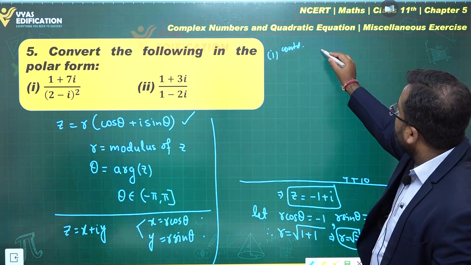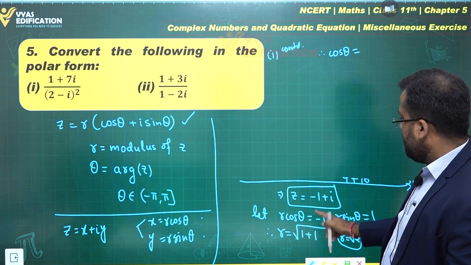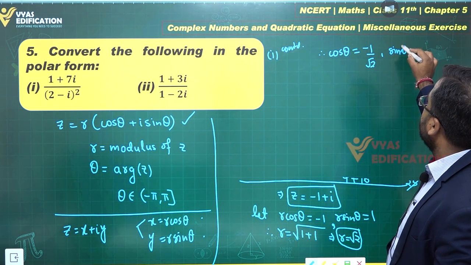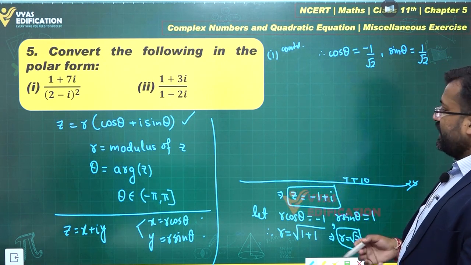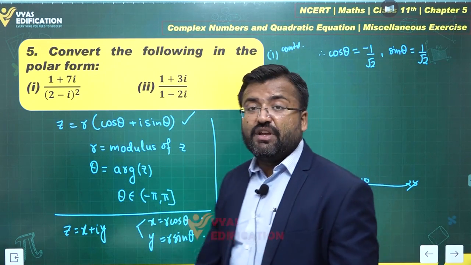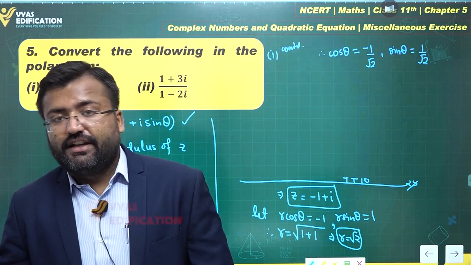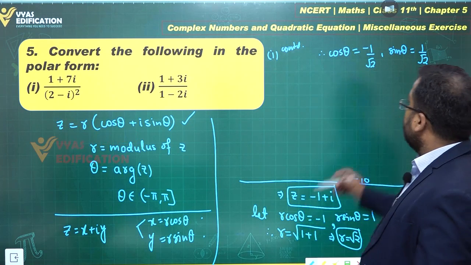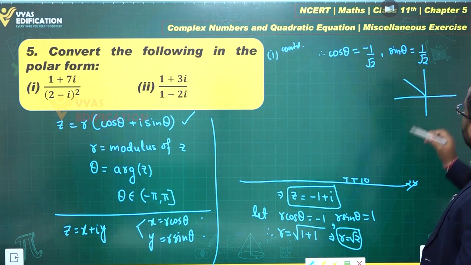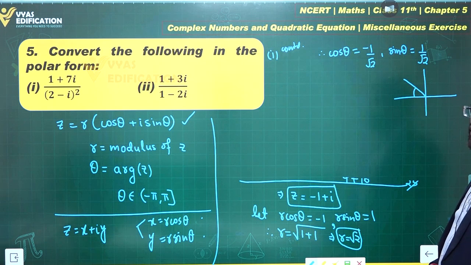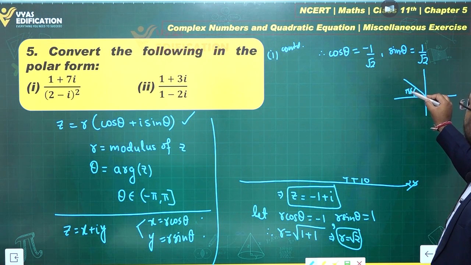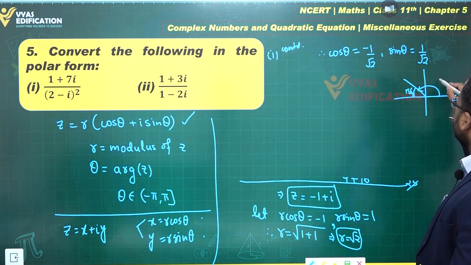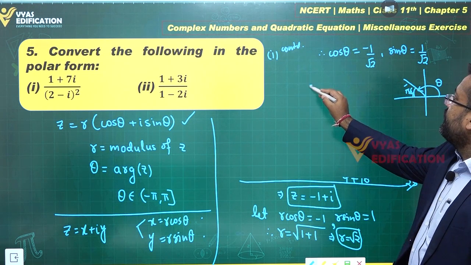So once we have r, therefore cos theta is equal to minus 1 upon r, which is minus 1 by root 2, and sin theta is equal to 1 over root 2, as you can observe over here. Sin theta is positive, cos theta is negative, means theta lies in the second quadrant. Seeing the angles, you can observe theta lies in this quadrant, and this particular angle over here is pi by 4. But theta, as you all know, is measured from the positive x-axis in this direction. So theta would be pi minus pi by 4.